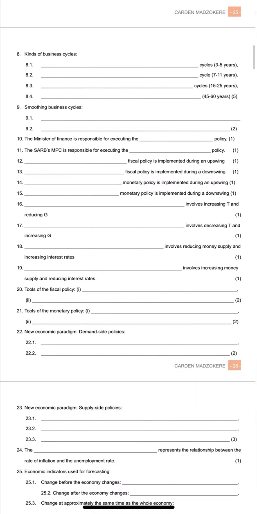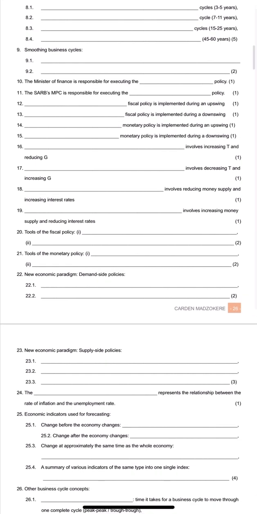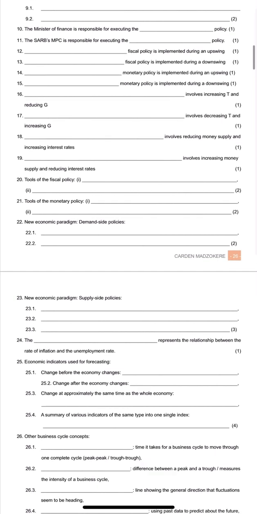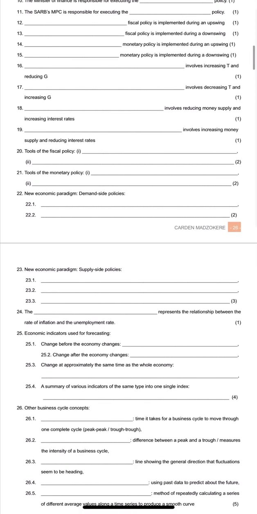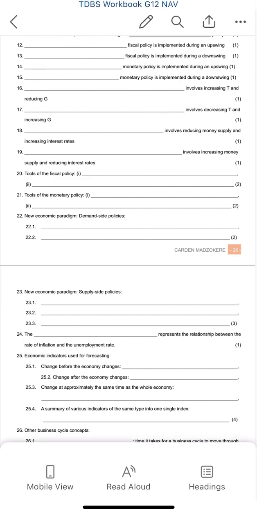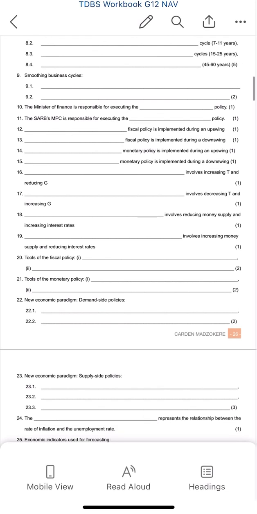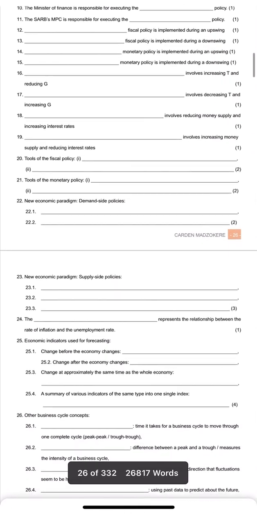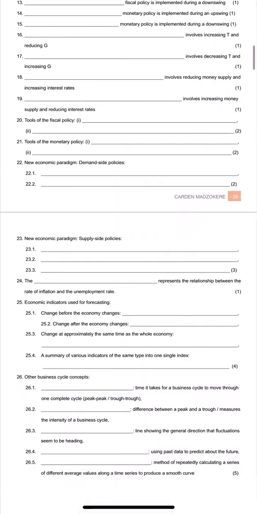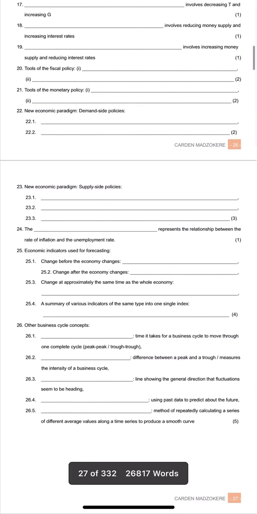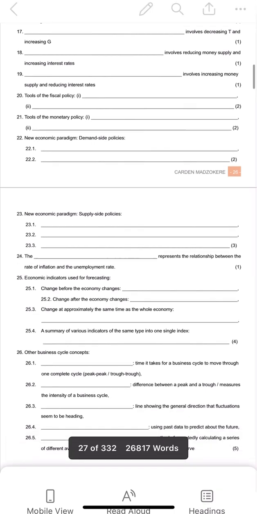Then what are the kinds of business cycles? How do we smooth out cycles? And who is responsible for a certain policy? Basically, the National Treasury, what are they responsible for? And then the MPC, what are they responsible for? So basically, you need to know your policies and you need to know the instruments of these policies. That's what you're seeing there now, around about 17, 18.